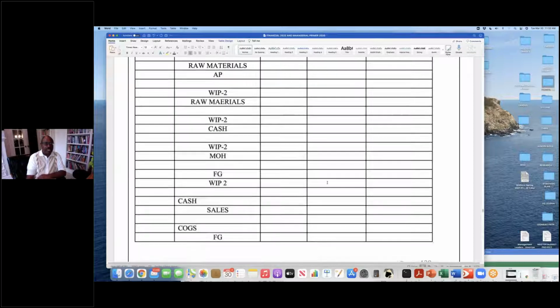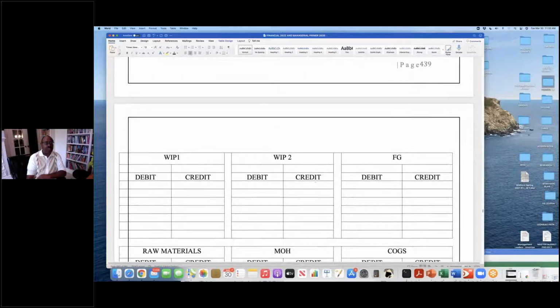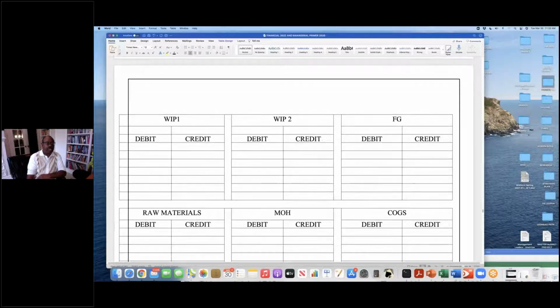So let's see if we can get any T accounts down here. So work in process one, we debit raw materials for 400, right? Right. And then we transferred to work in process one, how much? 330, correct? Yes, sir.